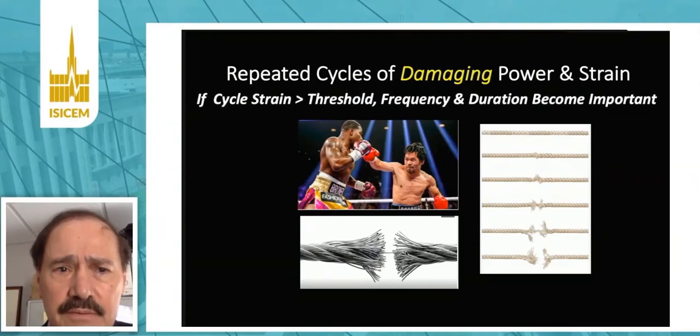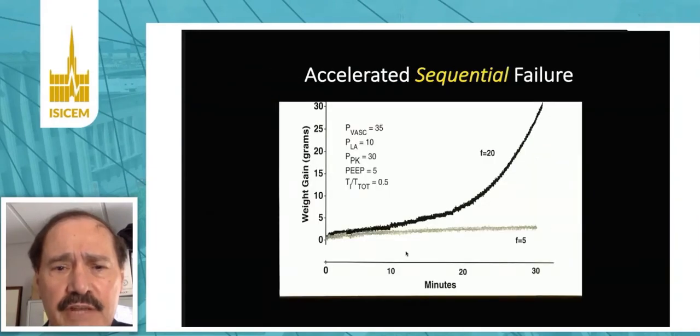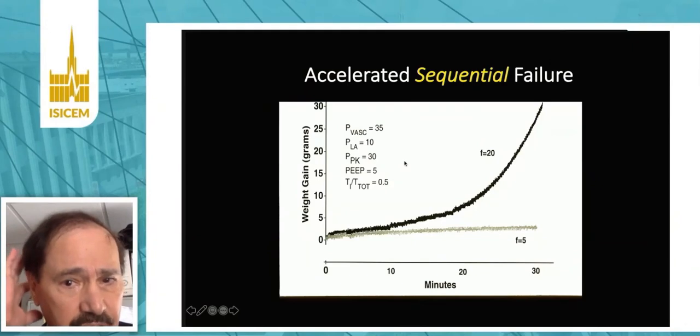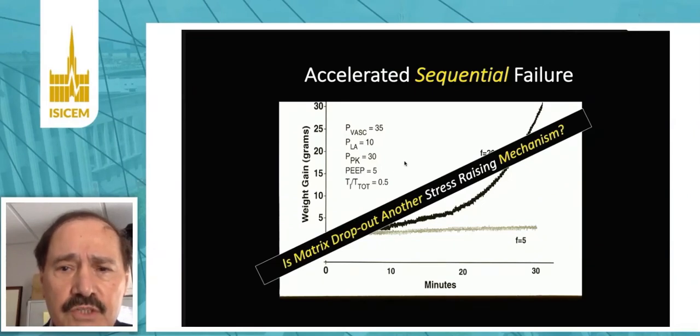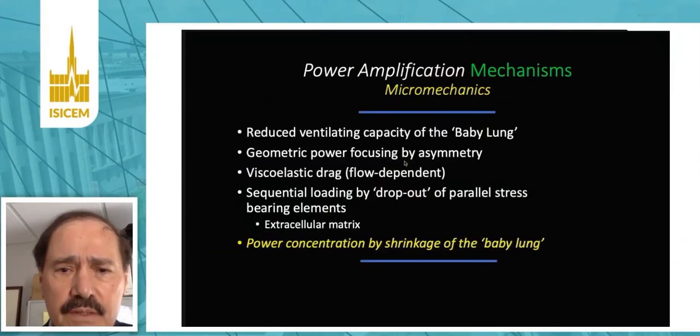If the cycle strain, which we've talked about before, is greater than the threshold, the frequency and duration of their application per cycle become important. And you can see that in the laboratory as we compare a lung experiencing high tidal airway stresses at a slow frequency and a faster frequency. You can see that for the first 10 minutes of the experiment, the same conditions cause equal changes. But as we advance in time, there's a tearaway exponential function of the progressively damaging lungs that are treated with more power and more frequency. Is matrix dropout another stress-raising mechanism? We believe so.